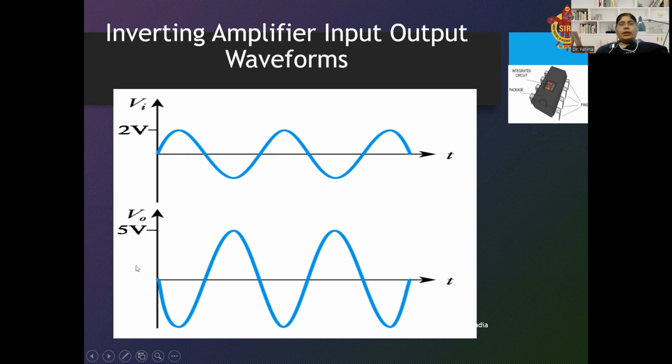So inverting amplifier, in a nutshell, the inverting amplifier amplifies the input signal with a phase shift of 180 degree.